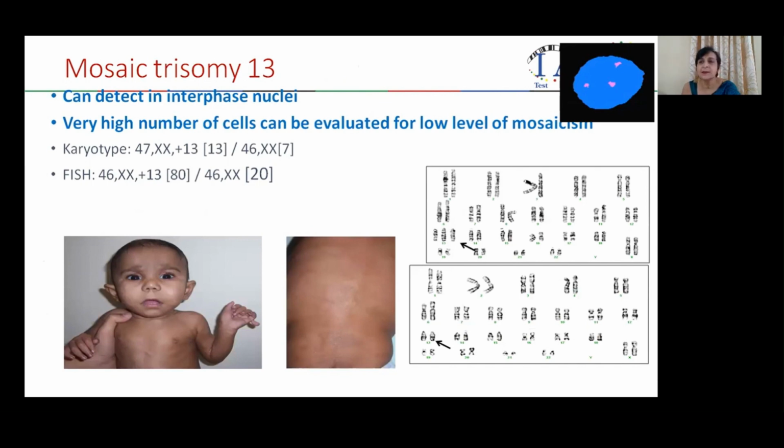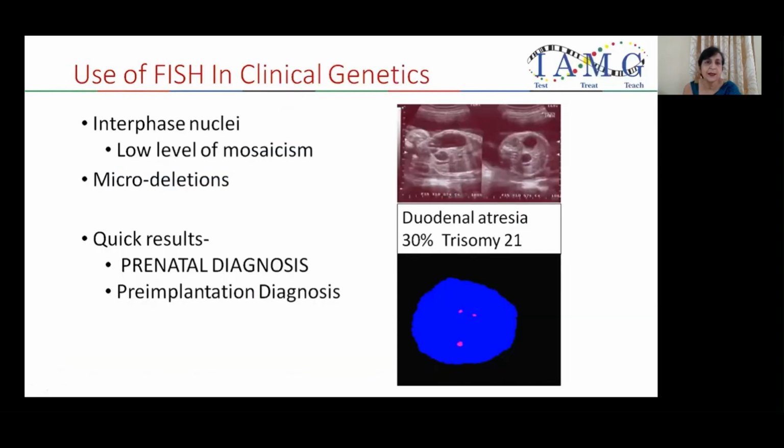The other advantage is it can be done even on interphase nuclei. Because they can be seen in large numbers, if you expect very low level mosaicism, then you can do FISH and count thousands of interphase nuclei to look for low level mosaicism. Like in this particular child, there were patchy pigmentary lesions, suggesting that there may be chromosomal mosaicism. In addition, she has polydactyly, and the karyotype showed trisomy 13 in a small number of cells, and FISH could be done to confirm that the trisomy 13 is really present.